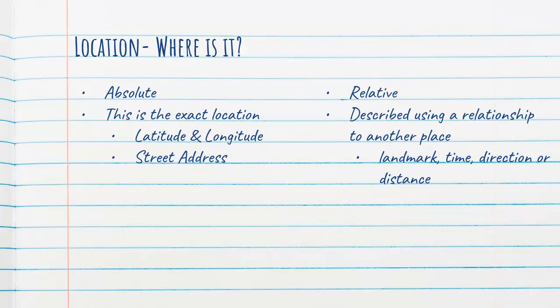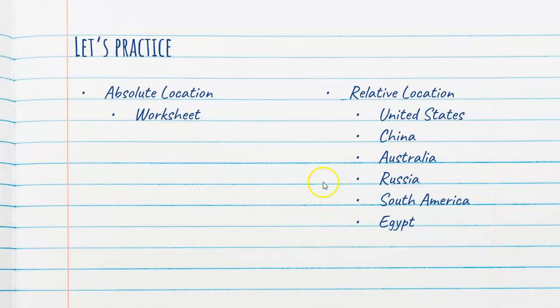So practicing these a little bit. Relative locations. If I wanted to give the relative location of the United States, I might say that the United States is in the North and Western Hemisphere. I might say that the United States is south of Canada. I might say that the United States is north of Mexico. So giving the relationship between the United States and another place.